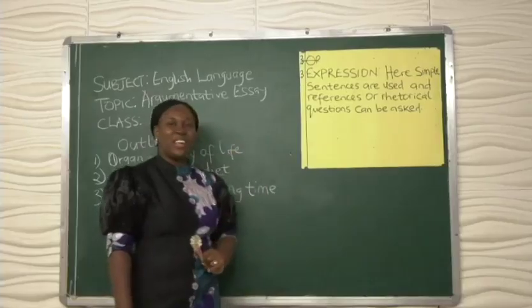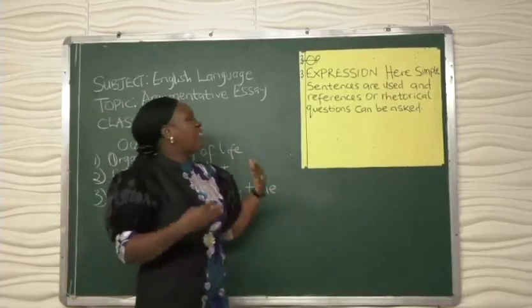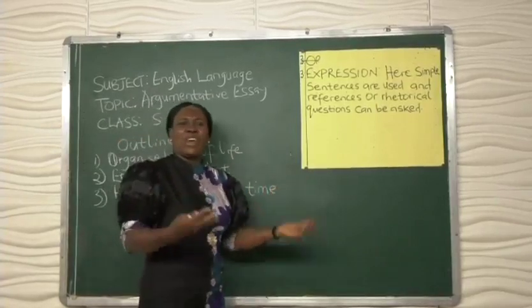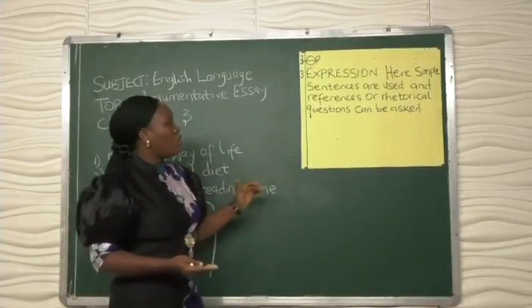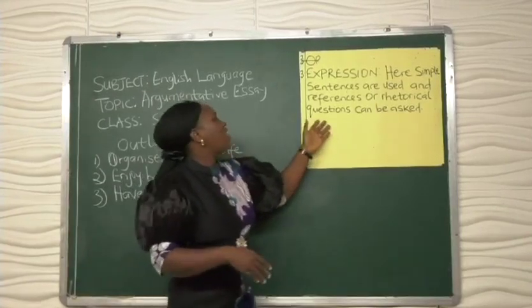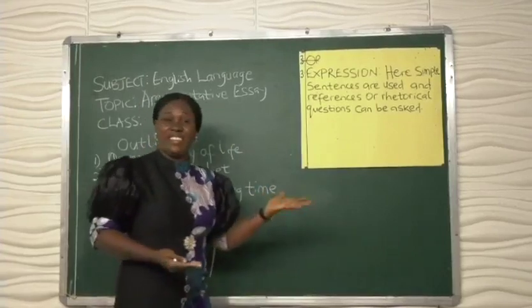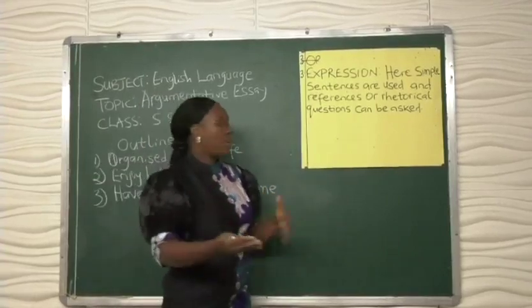The expression. Here you use simple sentences. You don't need to impress your reader or your listeners by using ambiguous sentences. No, you use simple sentences. And you can use informal language. For instance, can't. I can't see the reason. I won't. Things like that.